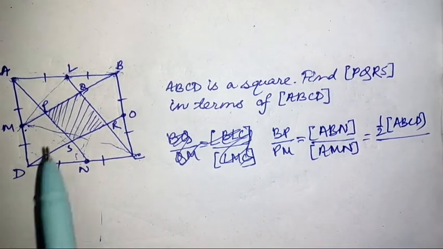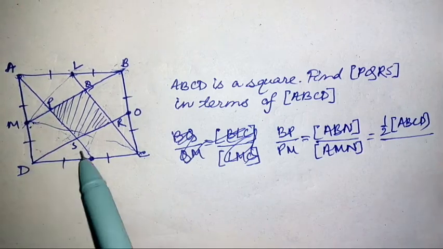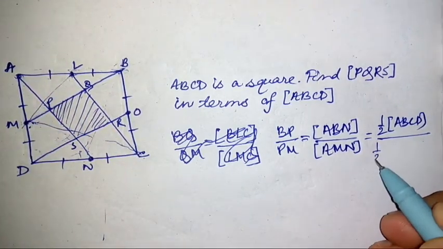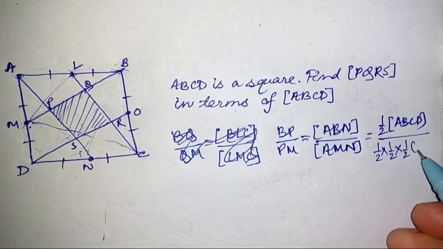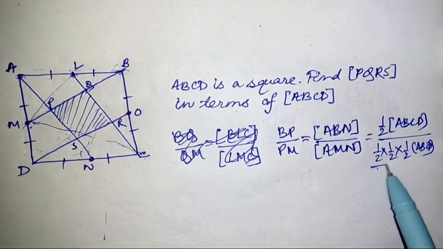And AMN, see, this triangle AMN will be half of the area of this whole, and this whole area will be half of the area of this one. So half into half of ABCD. Let me tell it again. AMN will be half of the area of this one, that is why I have written here half.